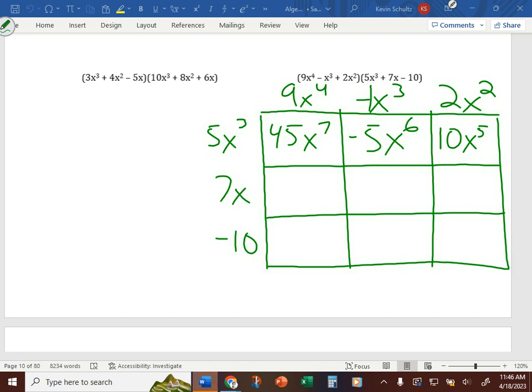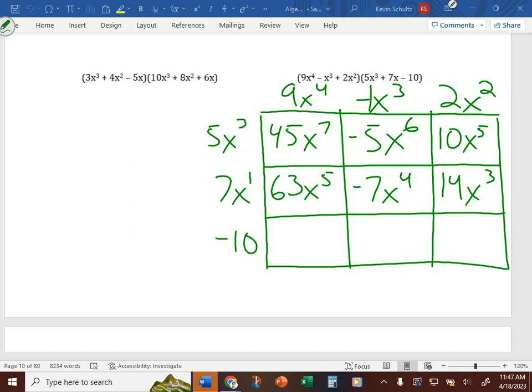Second row, 7x times 9x to the 4th. 63x to the 5th. Middle square, 7x times negative x cubed. Negative 7x to the 4th. This middle row can be tricky because remember that x with that 7 has a power of 1 even though it isn't written. Right? So whatever our exponent is up here, we'll always be adding 1 to it when we put it inside the box because we're adding an x. Then 7x times 2x squared is 14x cubed.